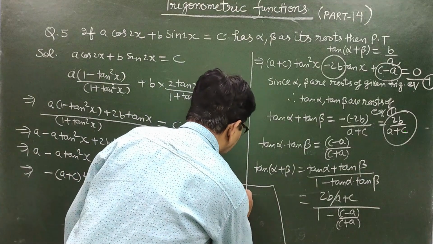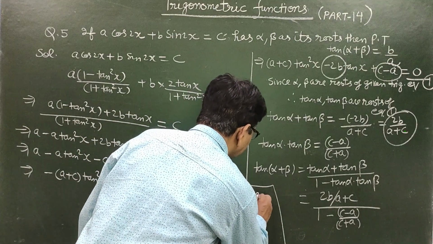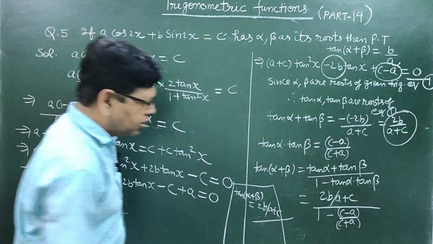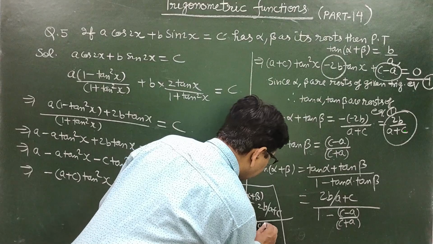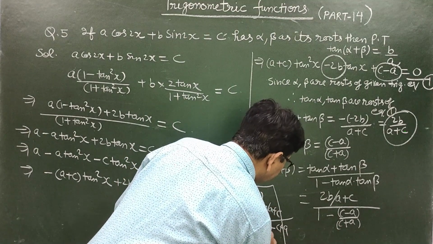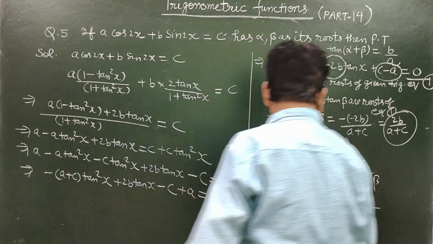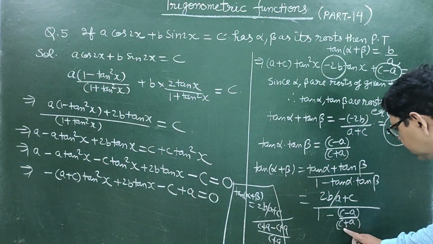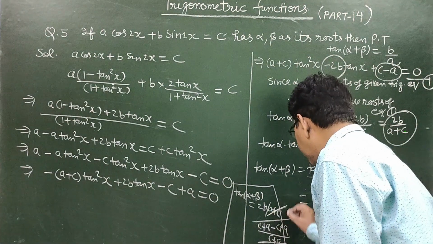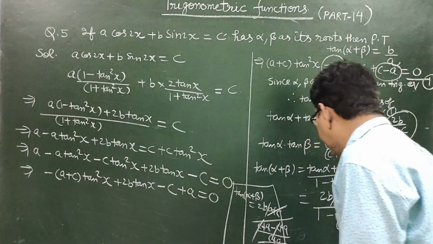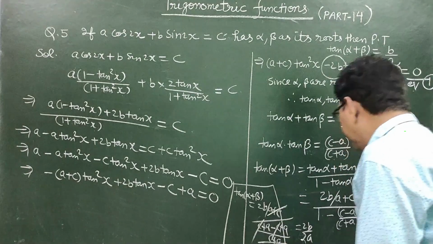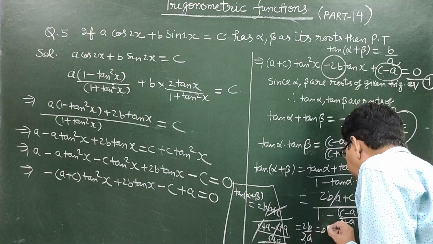If I take the LCM in the denominator, then this tan alpha plus beta is equal to 2b upon a plus c divided by c plus a minus c plus a upon c plus a. The LCM in the denominator is c plus a. So c plus a minus c plus a upon c plus a. This c plus a and c plus a is cancelled. C and c is also cancelled. So the value is equal to 2b upon 2a. Value of tan alpha plus beta is equal to b upon a.